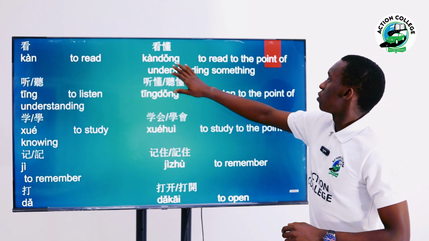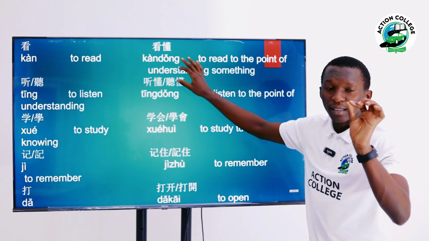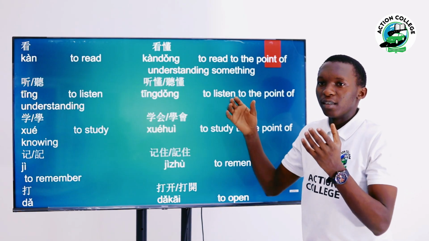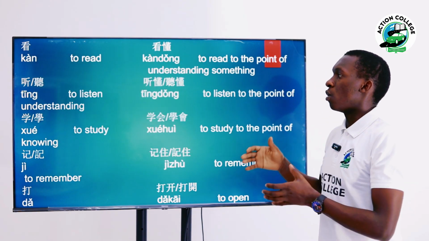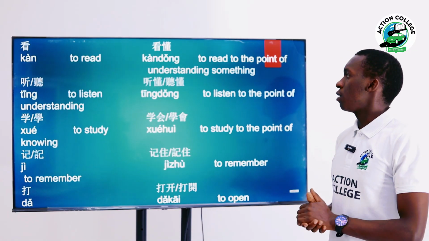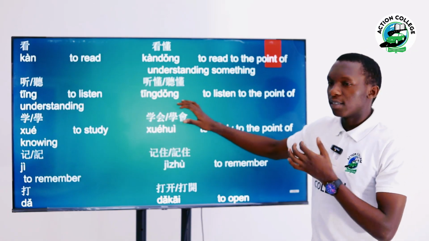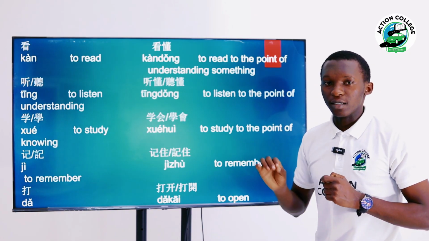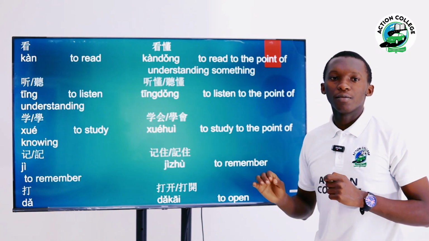Kan dong is to read and understand, remembering that dong is only a suffix stating to understand. You may understand through reading, which is kan dong, or you understand through listening, which is ting dong, because ting only is listen. Ting dong.